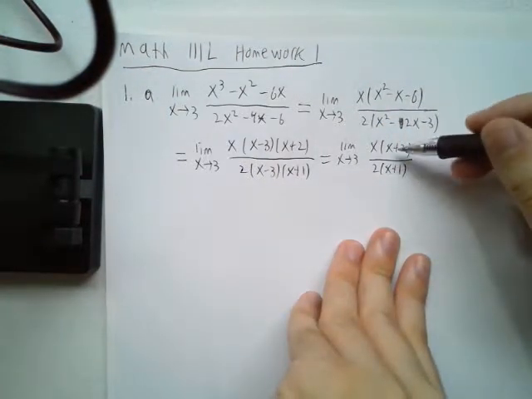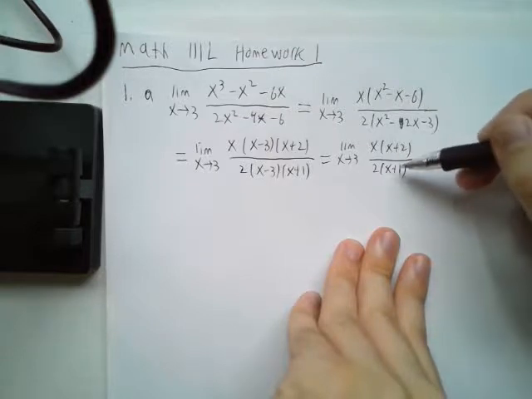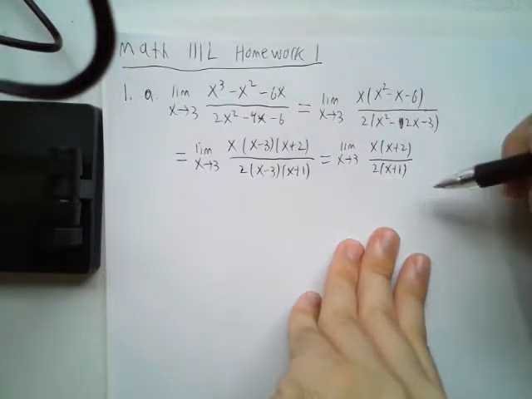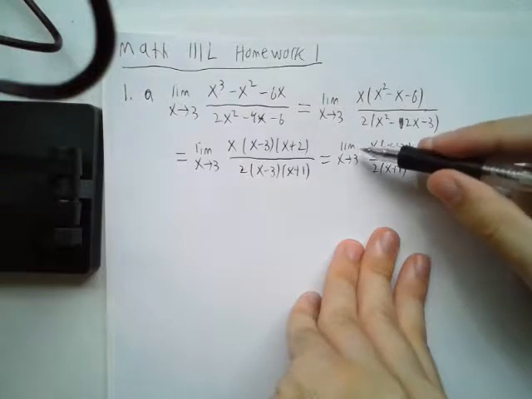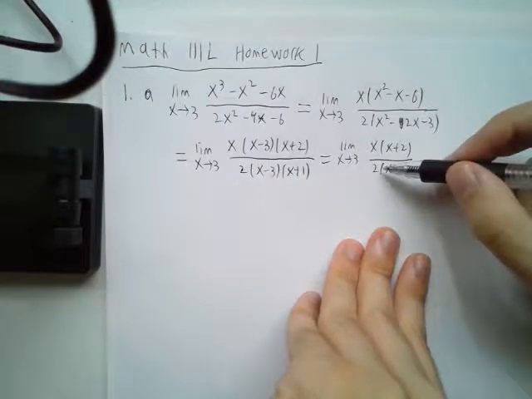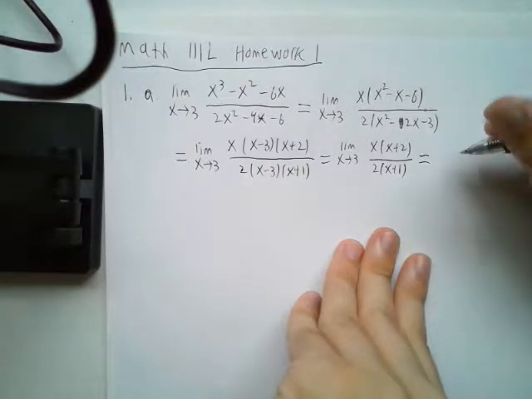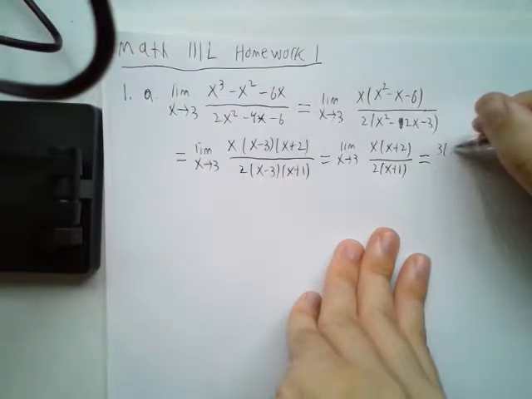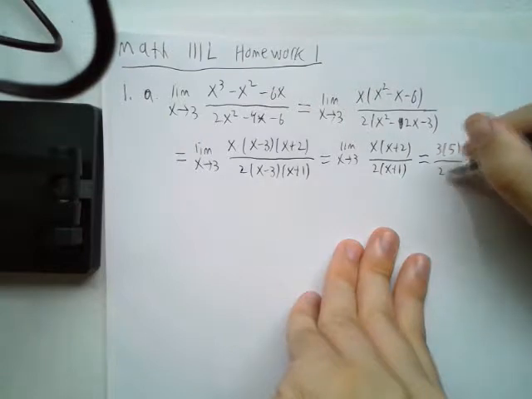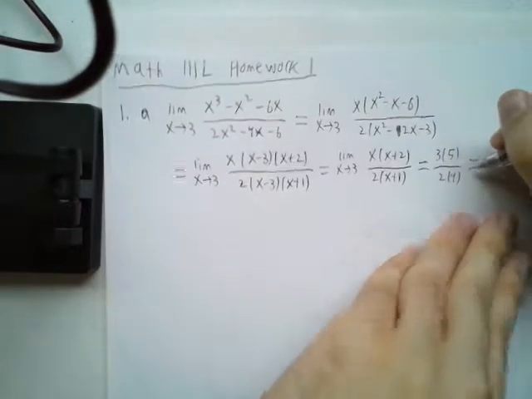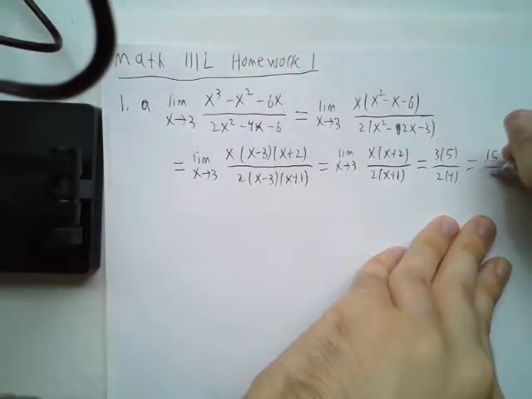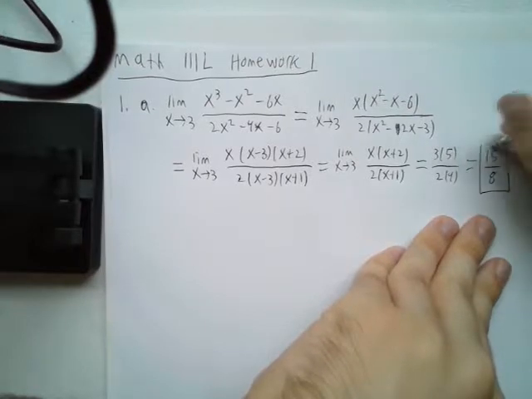And now neither numerator nor denominator is 0. This function is continuous. We can use our limit laws to distribute the limit to both numerator and denominator and then just plug in x equals 3. And when we do that, we'll get 3 times 5 divided by 2 times 4, which gives us 15 divided by 8 for the value of the limit.